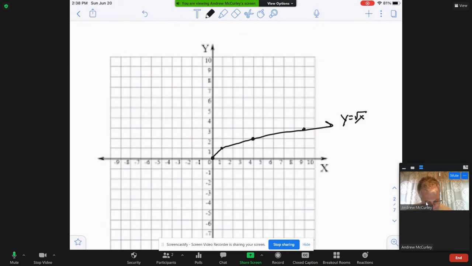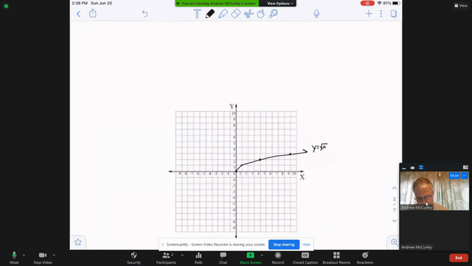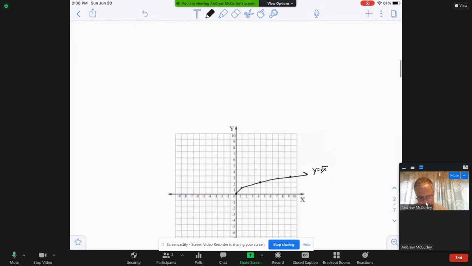Okay, so what that means is we put in 0, I put in 1, I put in 4, I put in 9, that's what I kicked out. So they're all going to kind of look like that. But what happens when I put in 3, 9? I can put in numbers.